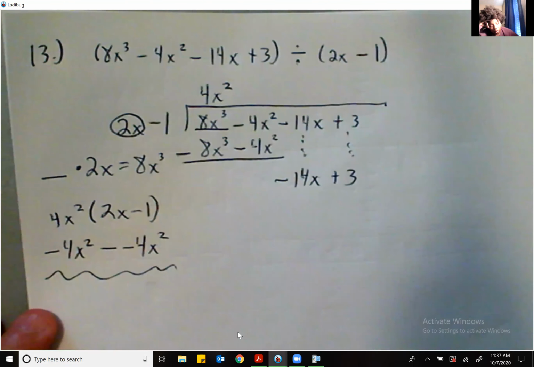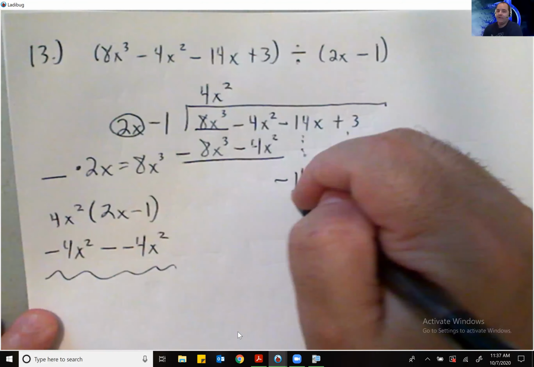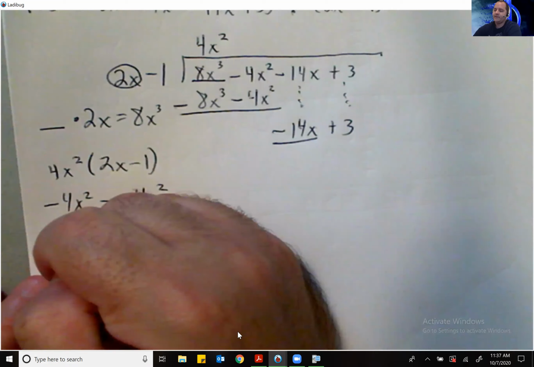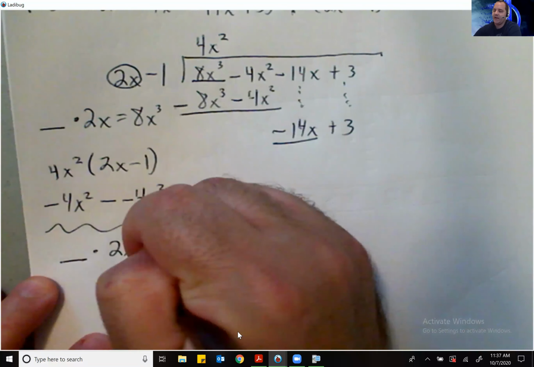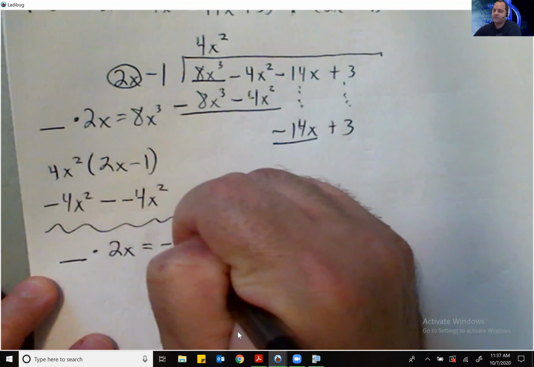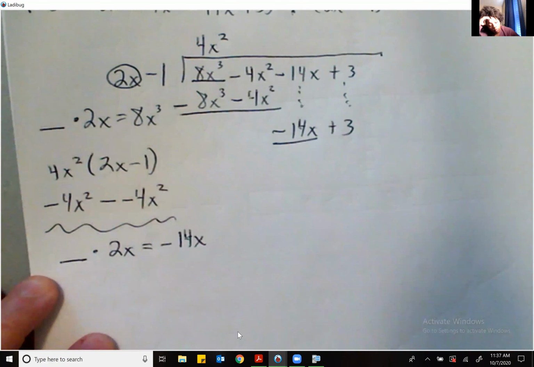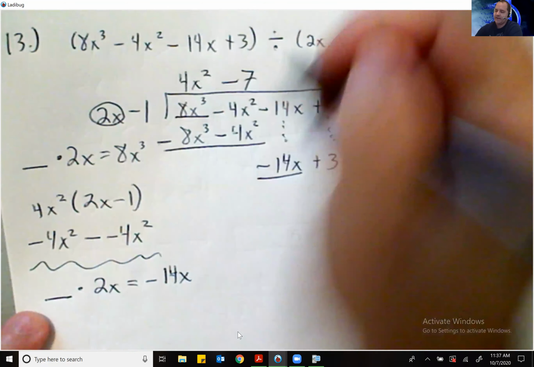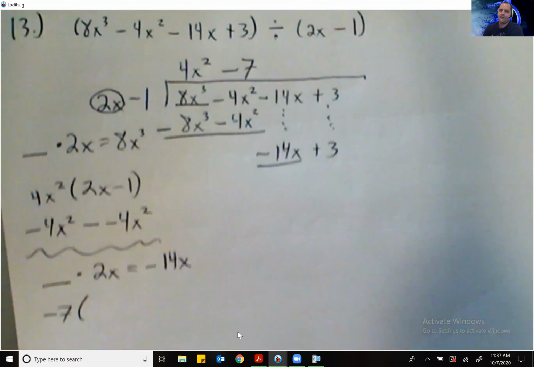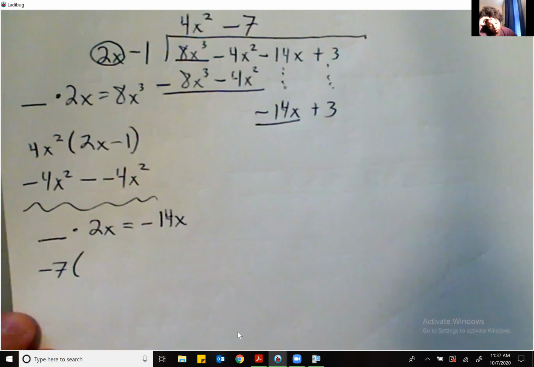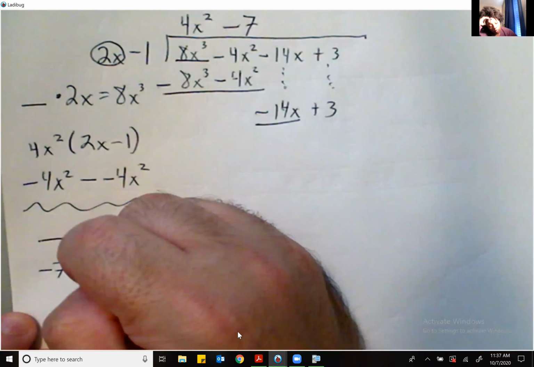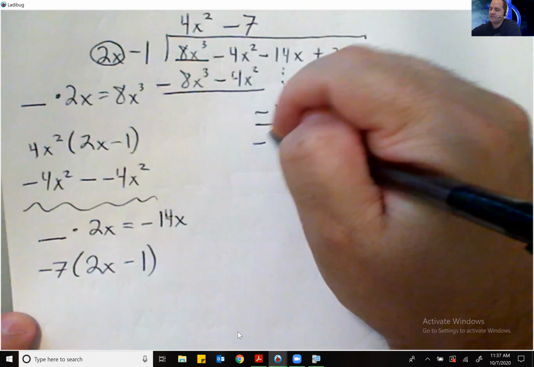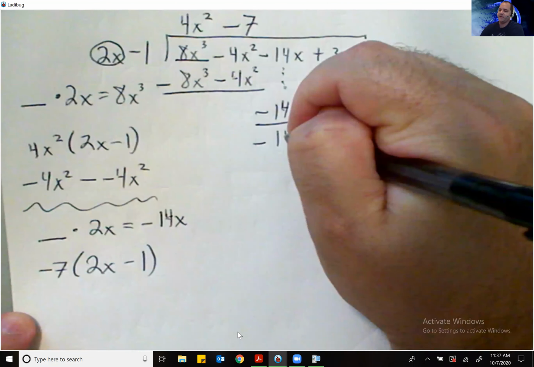Negative 4. 14. The negative 14x. So we have to know what times 2x gives us negative 14x. Negative 7. So we're going to take negative 7 times what? 2x minus 1. So we know negative 7 times 2x gives us the negative 14x. What is negative 7 times negative 1?